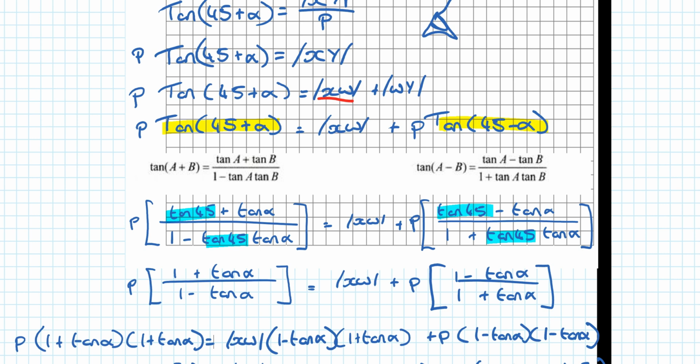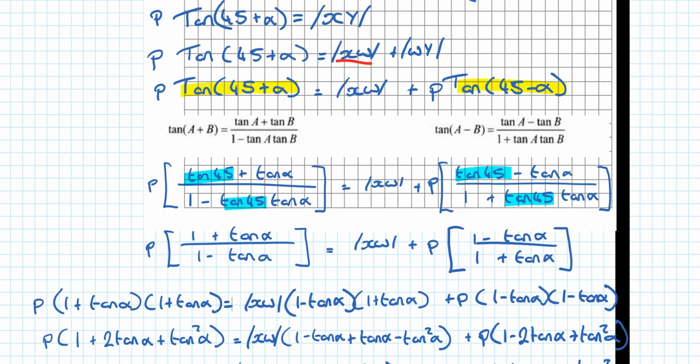Multiply everything out really slowly, be really careful. 1 by 1 is 1, tan alpha, 1 by tan alpha is tan alpha, 1 by tan alpha is tan alpha, so I'm getting 2 tan alpha, and tan alpha by tan alpha is tan squared alpha.